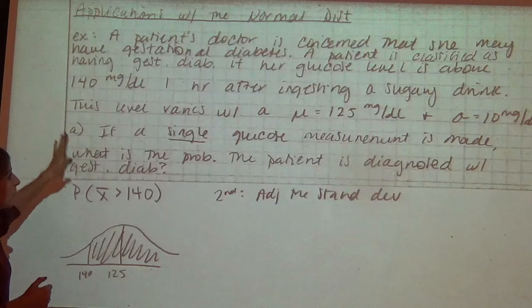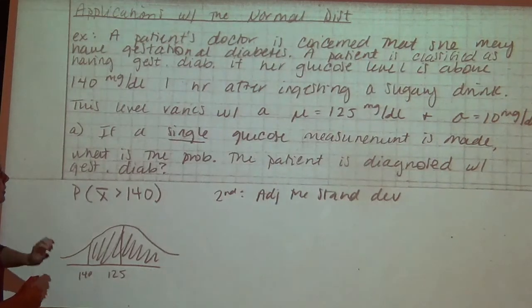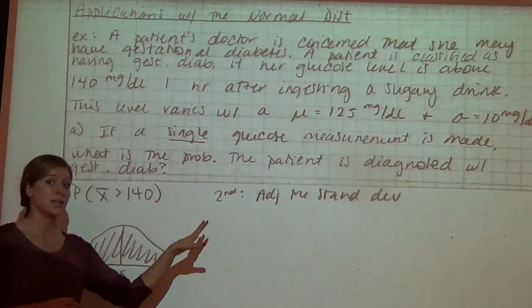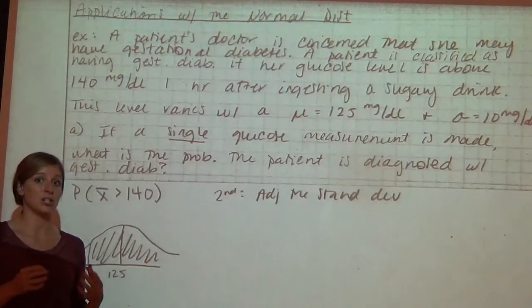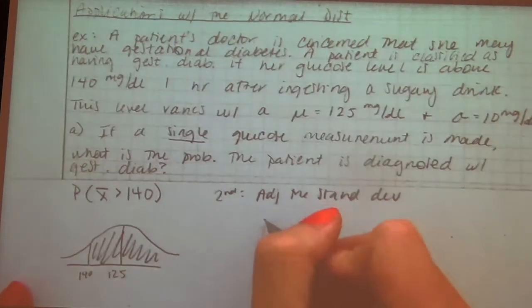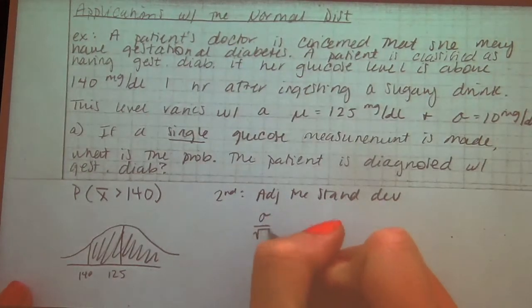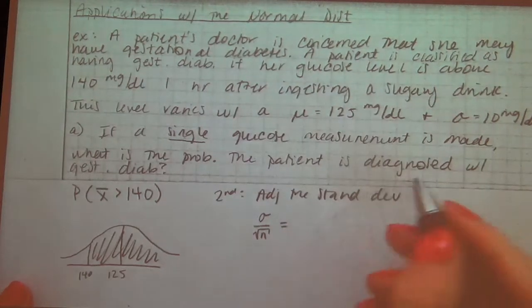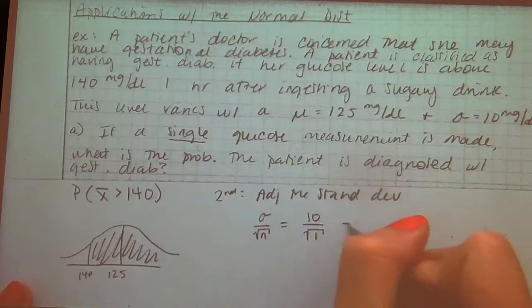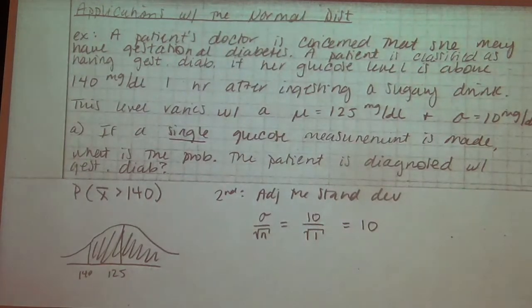But anyway, we're just working through the example with the patients with gestational diabetes. We're trying to find the adjusted standard deviation so we can finish out the rest of our calculations. If we're adjusting the standard deviation, we're just going to take sigma over root n. Here sigma is given as 10, and root n is the root of 1, so we get 10. That makes sense if we're only pulling one sample.